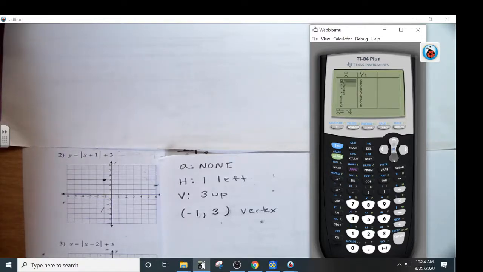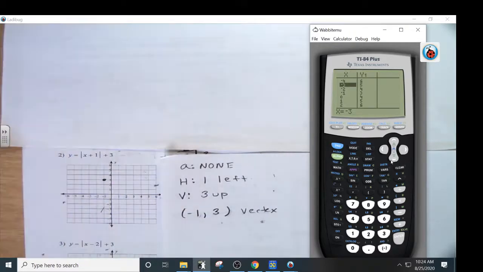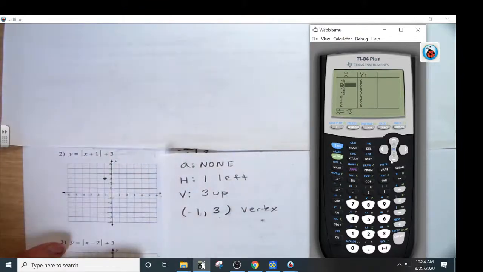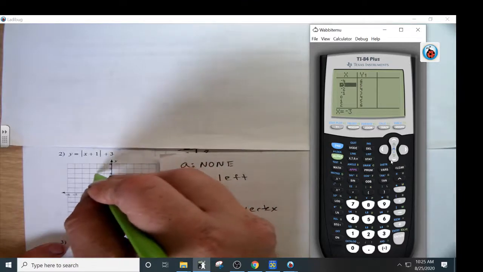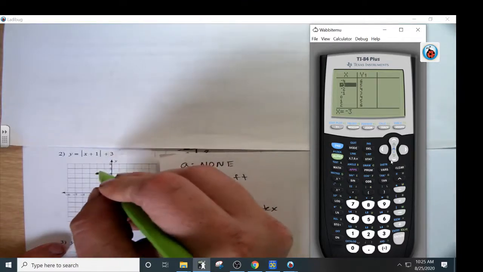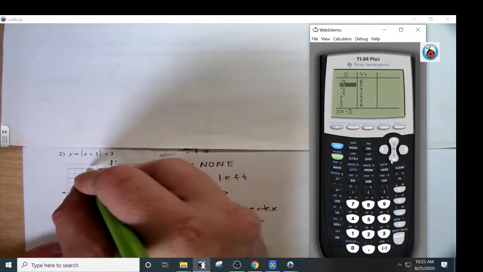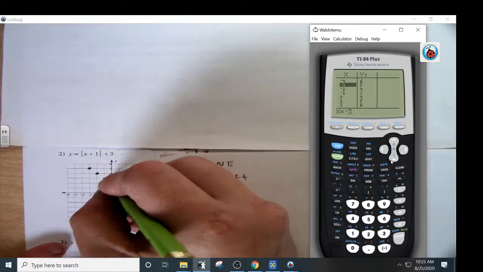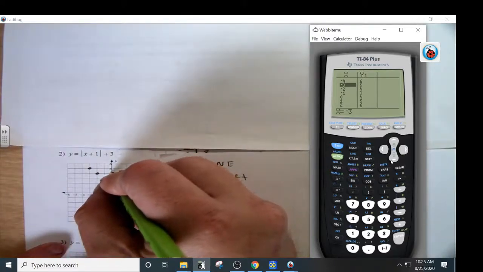And guys, what I'm going to do, I'm going to graph it. Guys, you don't have to make a table every time. That's up to you. Just know how to read a table. Negative 1, 3 is my vertex. It's negative 2, 4, and negative 3, 5. That is in your negative direction, and in your positive direction, it is 0, 4, 1, 5.